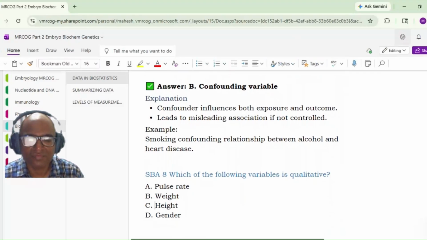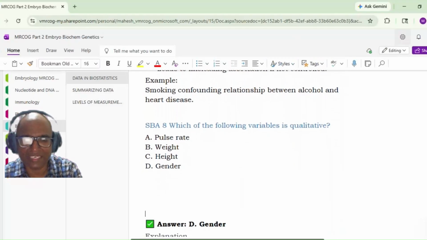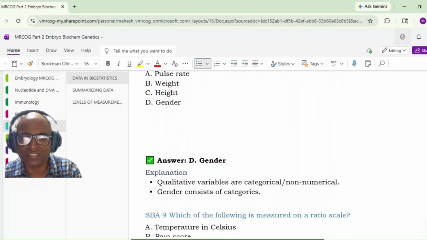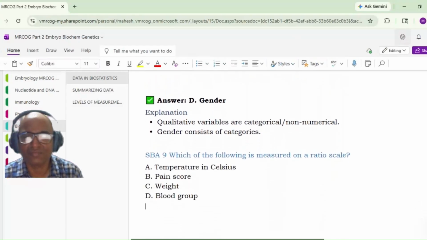Question number 8. Which of the following variables is qualitative? A, pulse rate; B, weight; C, height; D, gender. Sir, it's D, gender. Yes, it is qualitative. Qualitative variables are categorized. It is a category or non-numerical. Gender consists of categories. Okay, next.